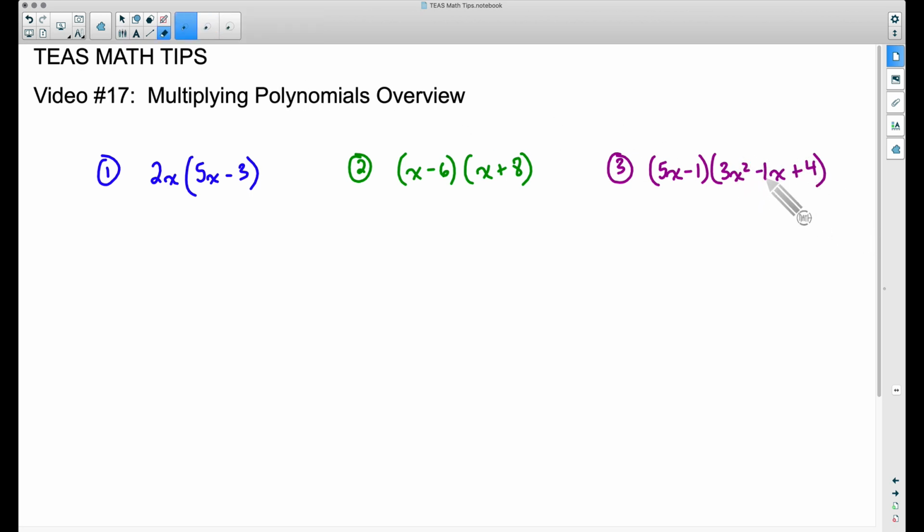Now I do have that negative 1x right there, but you need to go ahead and understand that oftentimes you do not see a 1 or a negative 1 in front of a variable. It's just understood. Same thing applies here. That's a 1x and a 1x right there.